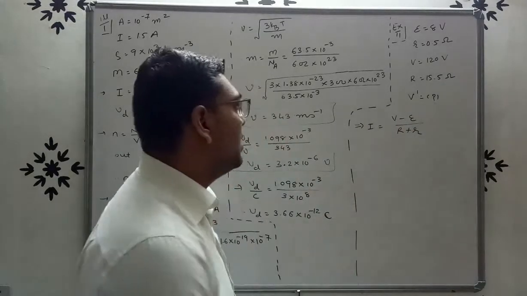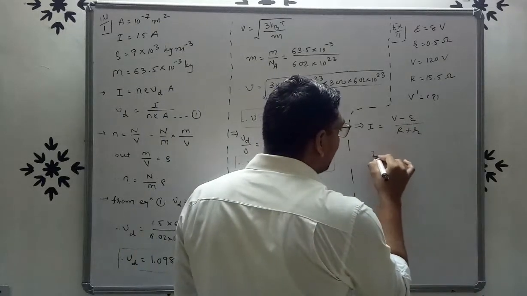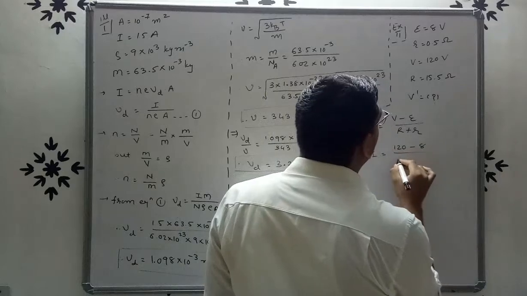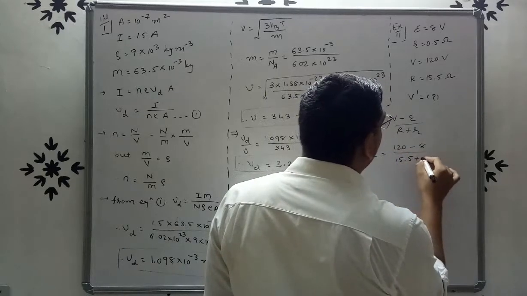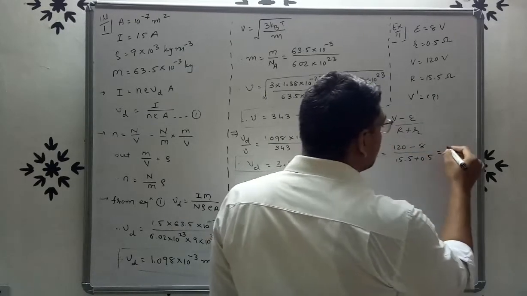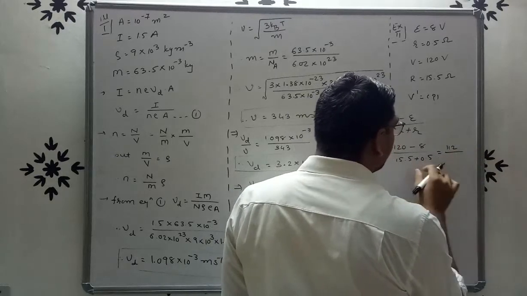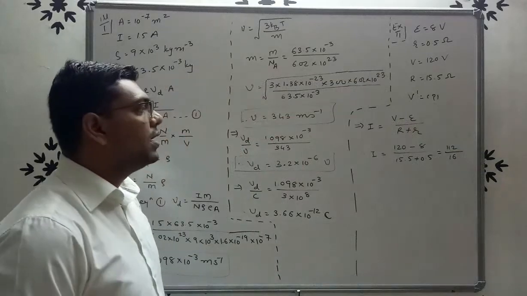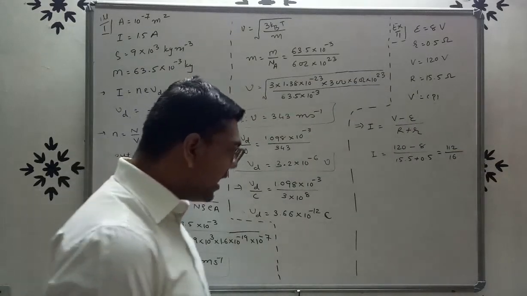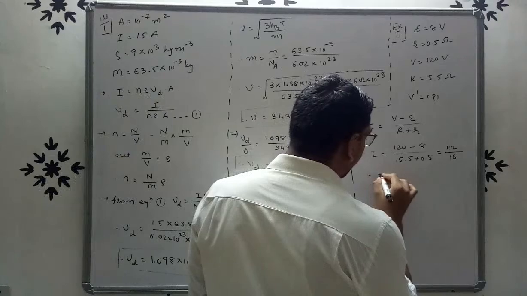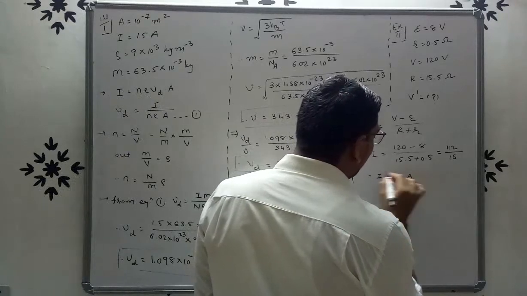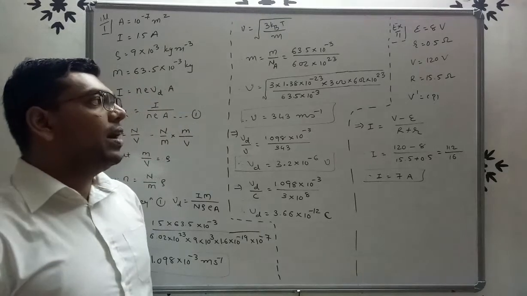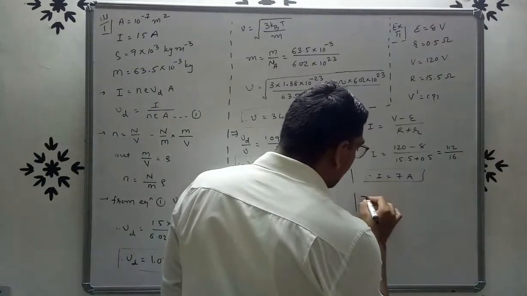Okay. Now I is equal to the value of V, that is 120, minus EMF 8, upon capital R 15.5 plus small r 0.5. So here this is 112 upon 16, right? So if you take the ratio, then you will get I is equal to 7 ampere, right? Now we have to find out the terminal voltage during charging.